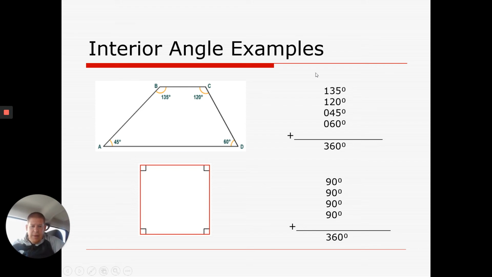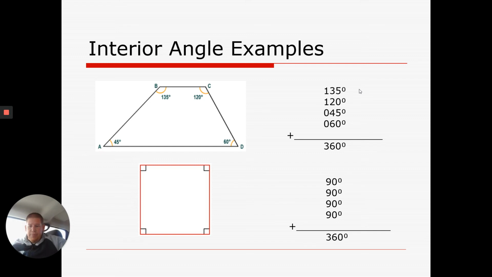So looking over here at my math, I took my 135-degree angle, angle B, added 120, angle C, added 45, angle A, and added 60 degrees, angle D. So when I add 135 degrees plus 120 degrees plus 45 degrees plus 60 degrees, it adds up to 360 degrees, or it forms that kind of circular pattern, or it completes the circle of 360 degrees.